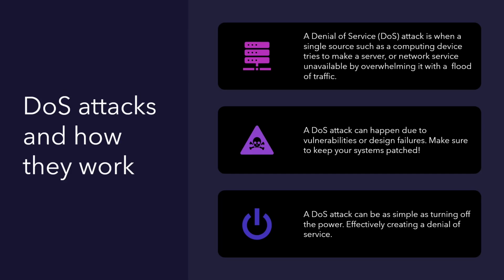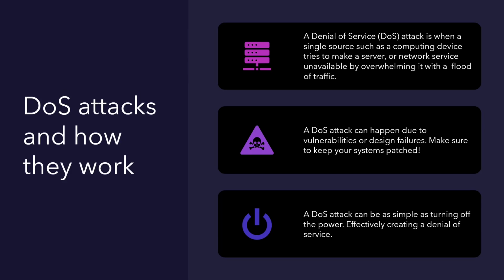So DOS attacks and how they work. A denial of service attack is a bit different than a DDoS attack, which is a distributed denial of service. But I want to clarify what this is because this will give you a better understanding of what a DDoS attack is. A denial of service attack is when a single source, such as a computing device like a computer, tries to make a server or network service unavailable by overwhelming it with a flood of traffic. A DOS attack can happen due to vulnerabilities or design failures.